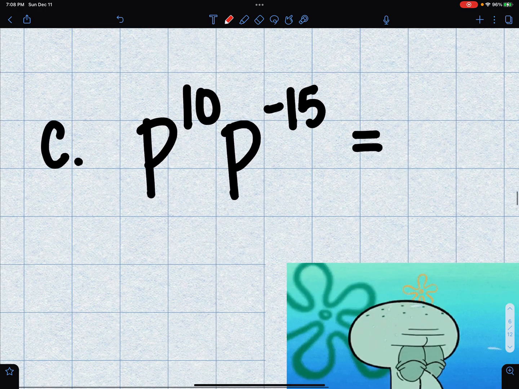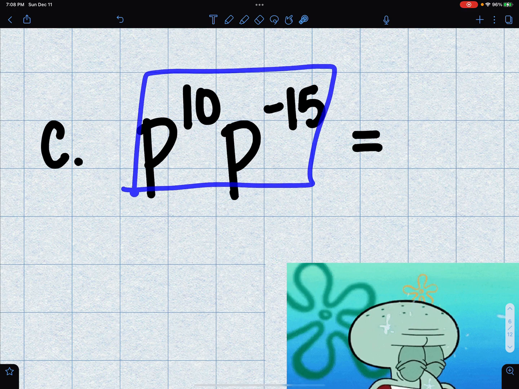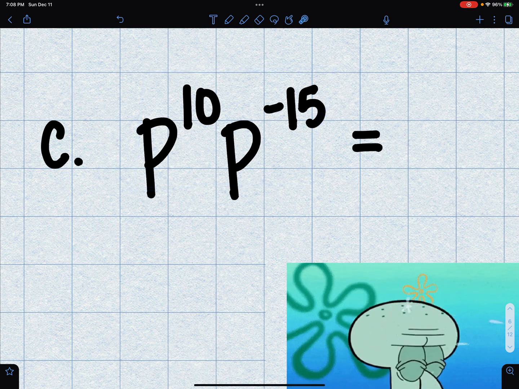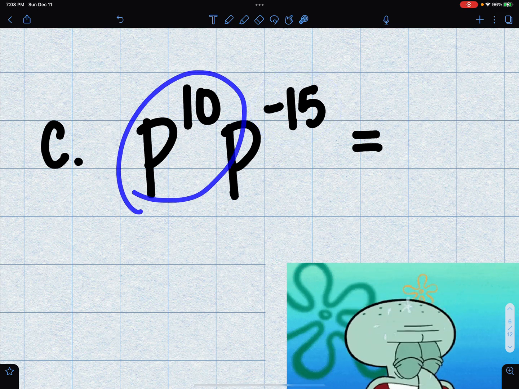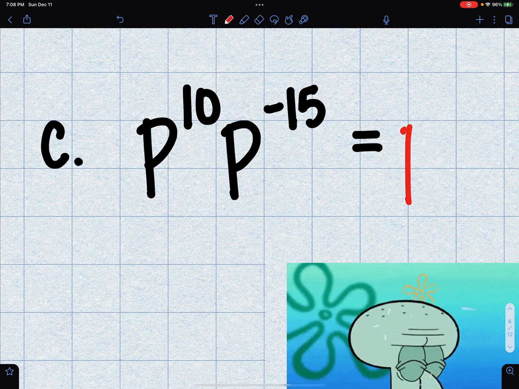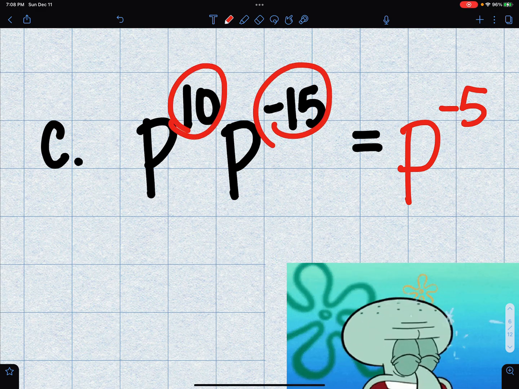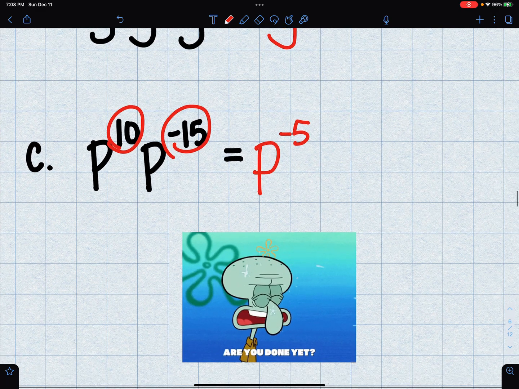Let's do another one just to make sure that we've got it. We've got p raised to the 10 times p raised to the -15. So we've got 10 p's here and we've got -15 p's here. How many do we end up with? -5 when you add those exponents together. And that's the answer. All right.